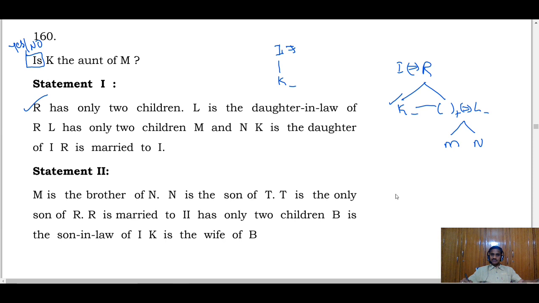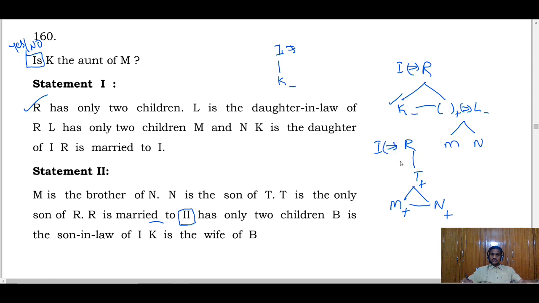Then coming to the second, M is the brother of N. N is the son of T. N is here. T is the only son of R, R is here. And R is married to I. The printing is not proper here, but let us take R is married to I.